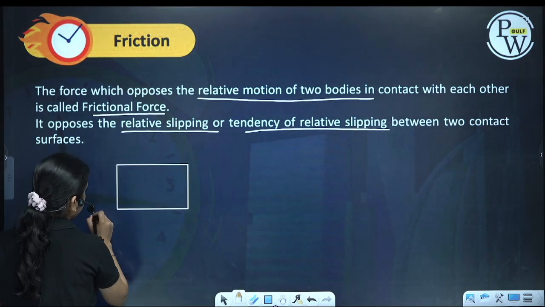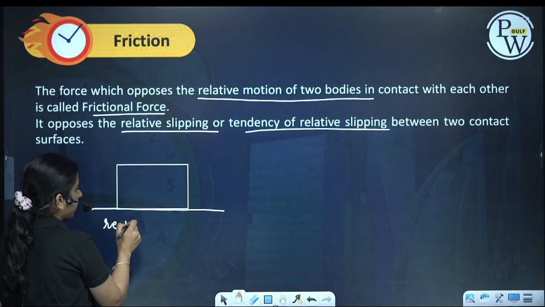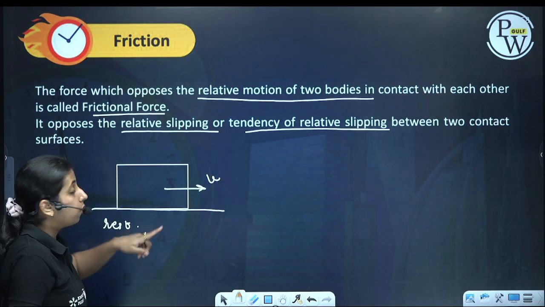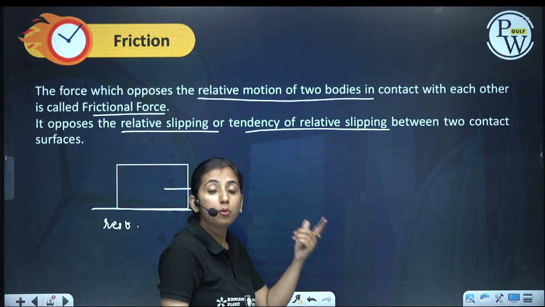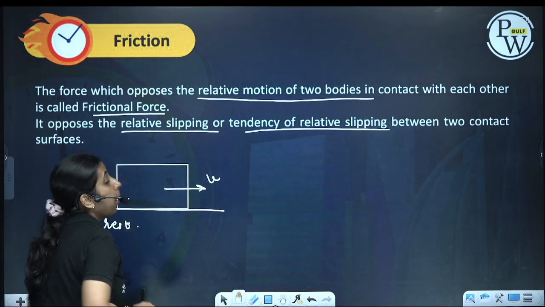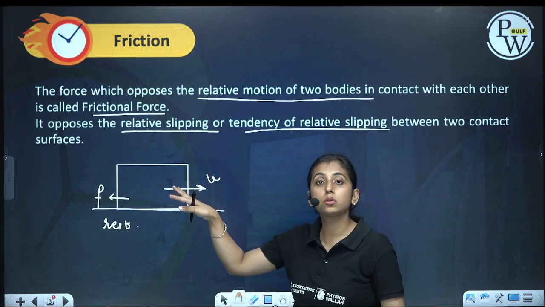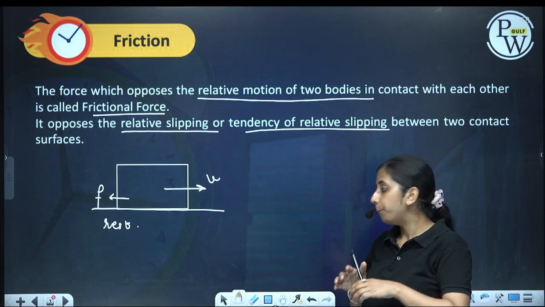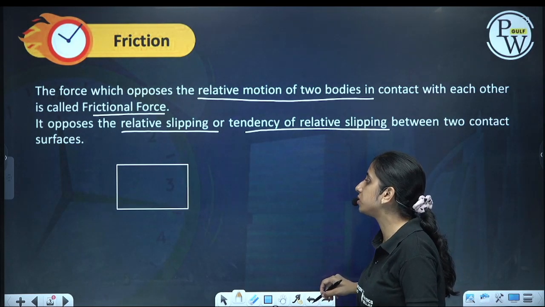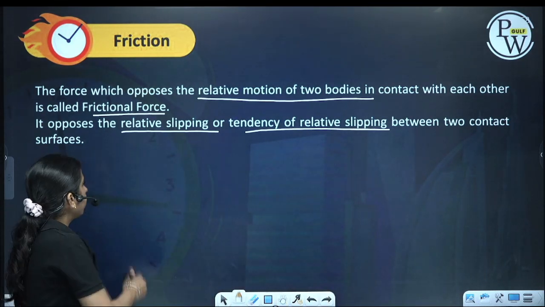If we have a block and a surface like this, and this surface is at rest, the block will try to move forward, so this surface will not let the block move forward. It will exert a force on this block in the backward direction, because if this surface doesn't want this block to slide, it will exert a force backward. So this force is called the frictional force. It opposes relative motion.